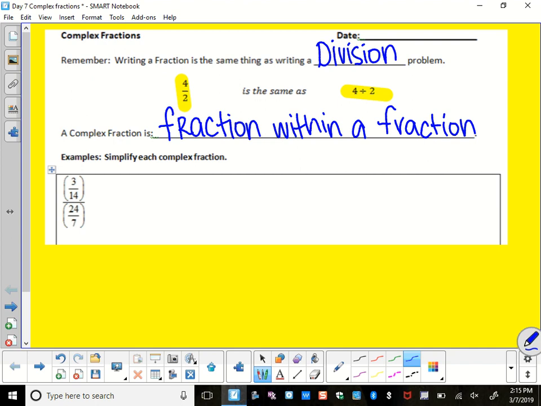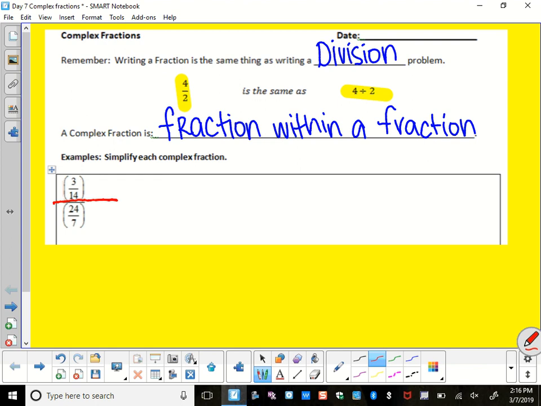So someone said earlier, like number 1, your first problem here, 3/14 divided by 24 over 7. Someone said, well, can't you just put it in your calculator? Well, yes, you could if you wanted to, but we're going to go through the actual steps to do this because you need to know how to do it when you have a variable. And most of these complex fractions will have a variable.